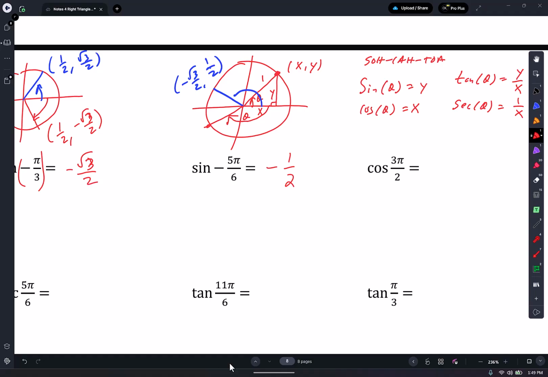Cosine of 3 pi over 2, negative y-axis. So go to 3 pi over 2 and look, cosine is what? The x? What's the x value? Not everyone at the same time.